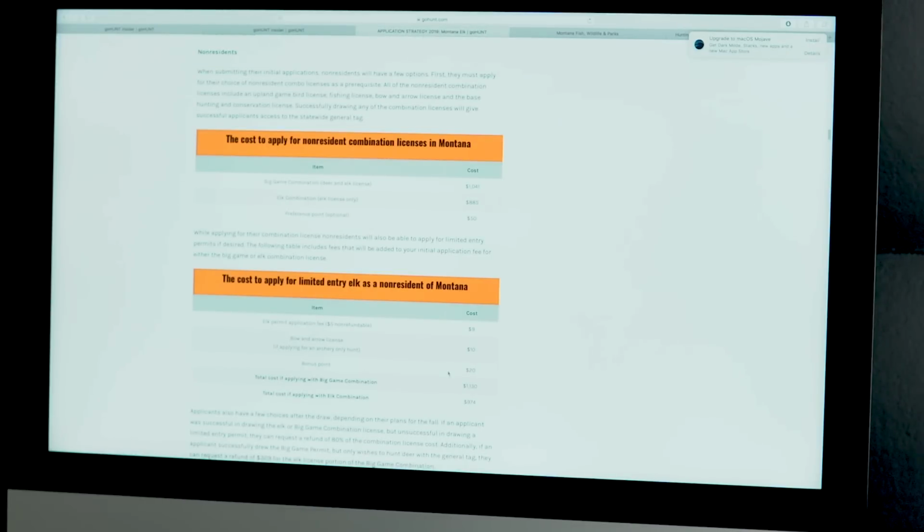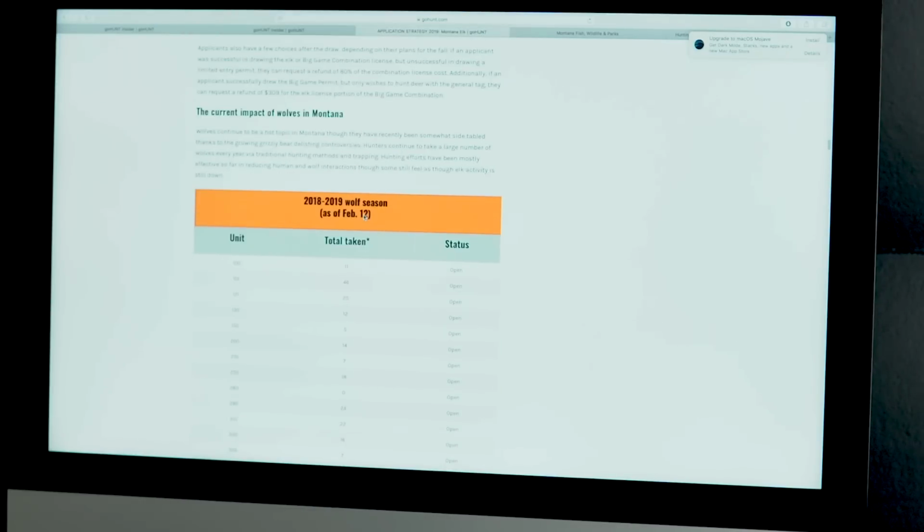It's $20 for a bonus point, $50 for a preference point. I believe it's the same price when you apply for a point only in July through September, and they'll probably tag on another $5 to $10 fee for non-residents for each of those to purchase that.